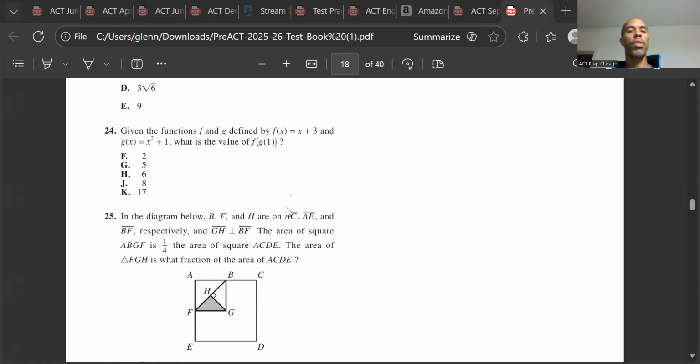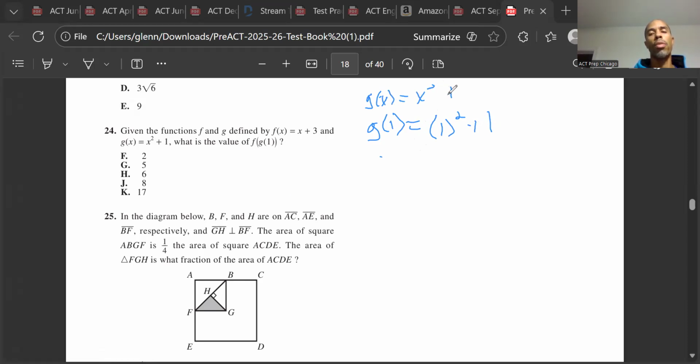All right, 24 says, given the functions f and g defined by f of x equals x plus 3 and g of x equals x squared plus 1, what is the value of f of g of 1? So these are called composite functions, right? So the easy thing to do is work on the inside of the function first, in this case to get g of 1. All you're doing is you substitute everywhere there's the x value, you plug in 1. So g of 1 is, because g of x was given as x squared plus 1, I replace the x with 1 every time I see it. So 1 squared is 1 plus 1 is 2. So g of 1 is actually 2.